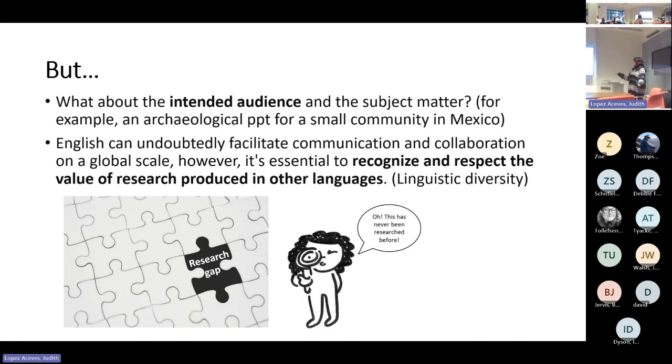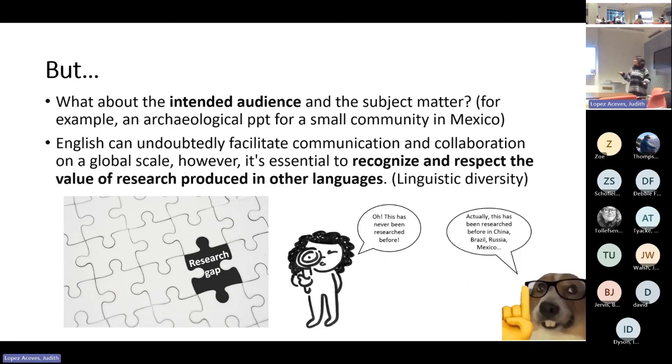And I have this image here where someone says, oh, this has never been researched before. I found a research gap. But actually, this has been researched before in China, Brazil, Russia, Mexico, but the research has only been published in Mandarin, Portuguese, Spanish, Russian. That doesn't mean that no one has ever researched that in the past. The problem is that you don't know that other languages exist and they have already done that research that you think is a research gap.